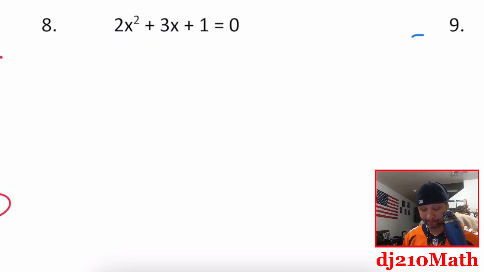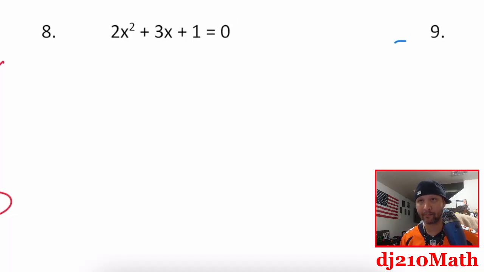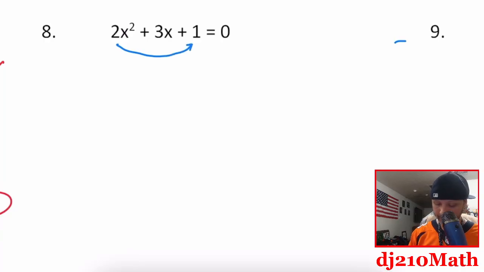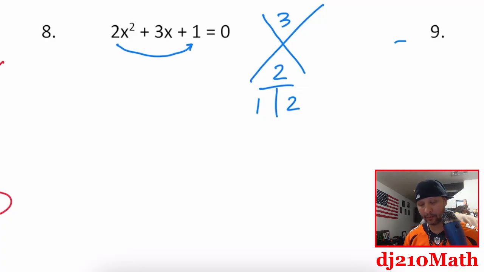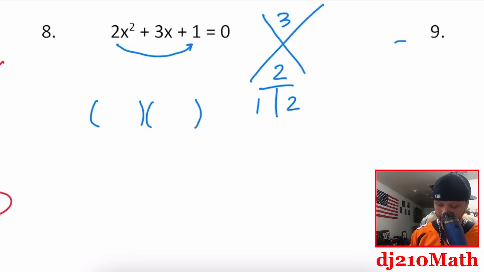Number 8. GCF can't come out. Right, there's no GCF between 1, 2, and 3. So we slide the 2 over. 2 times 1, 2. That's nice. Adds up to 3. The list is short. What multiples of 2? 1 times 2. Add them together, it makes 3. So this is it. Factors are going to be x plus 1, x plus 2.